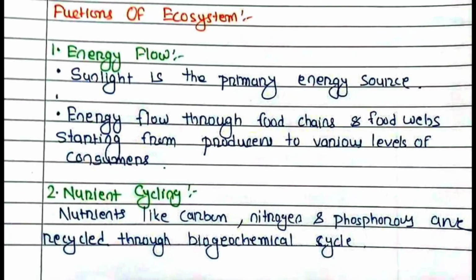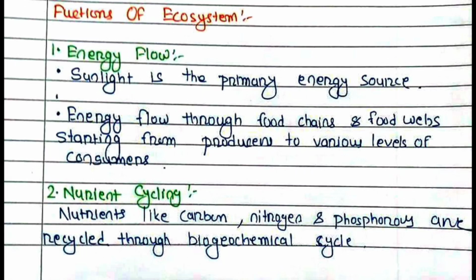Then the functions of ecosystem. First comes the energy flow. We know sunlight is the primary energy source. The ultimate source of energy is sunlight. The plants use this sunlight to make their food, and from this, energy flows through the food chain, starting from producers to the various levels of the consumers.